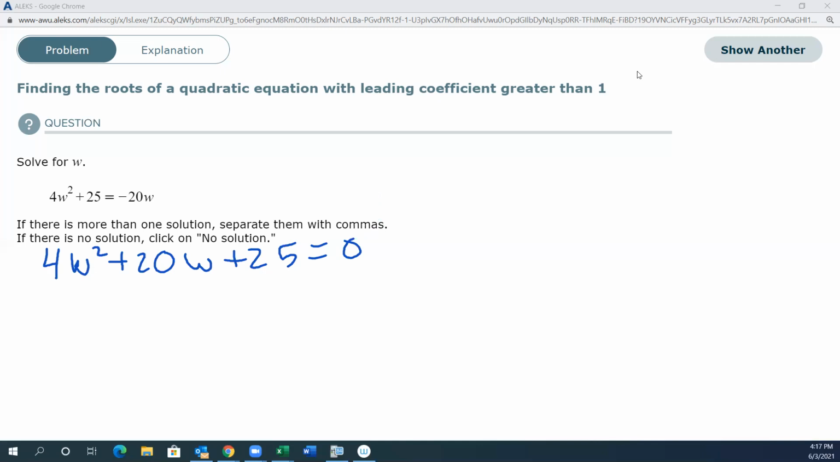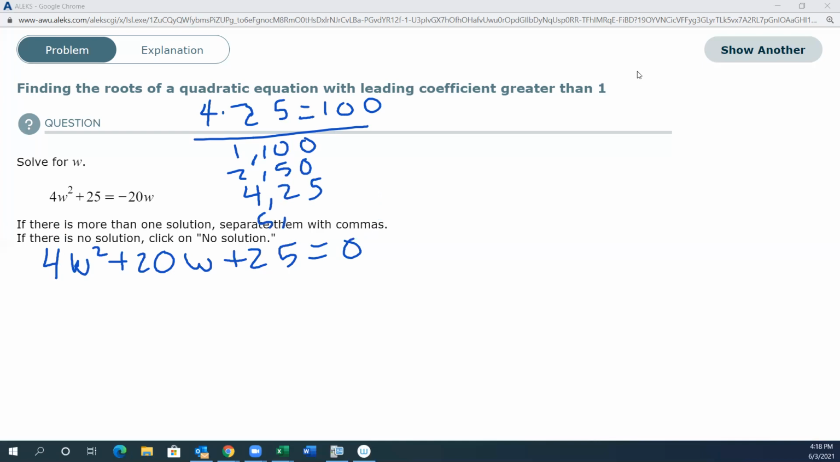But our leading coefficient, our a, is not 1. So I'm going to say a times c is 100. And so 1 and 100 multiply to 100, 2 and 50, 4 and 25, 5 and 20, and I think that's it. Could be. 10 and 10, duh.